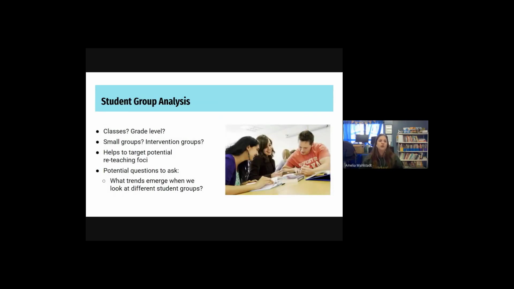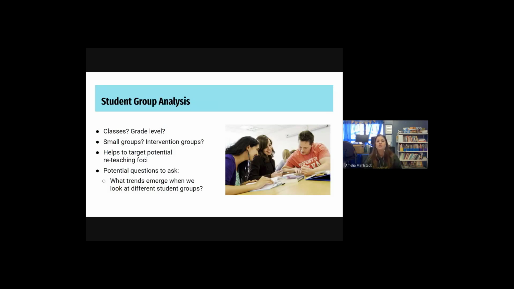And then student group analysis, we might look across classes or grade levels. I think a lot of times more at the secondary level, we'll look across grade level. And in elementary, we tend to look across classes. Or if you're departmentalized, that's another way to consider looking at data.